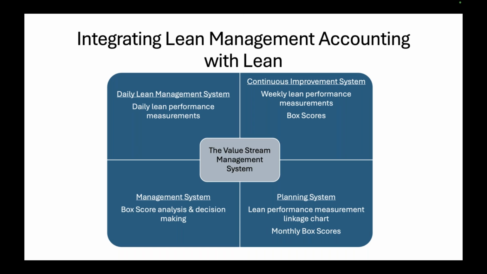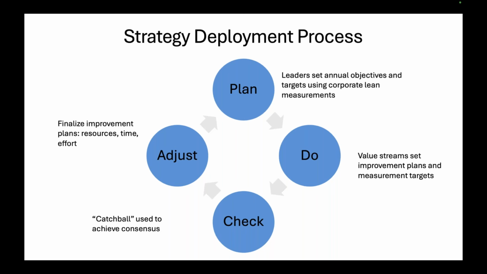Now, this sort of sounds complicated, but if you think of each of these systems as a plan, do, check, adjust system, it makes everything a little bit easier to understand. So we're going to talk more about strategy deployment in, I forgot when, it's either the May or the June webinar. It's the June webinar. So strategy deployment or Hoshin, what happens?